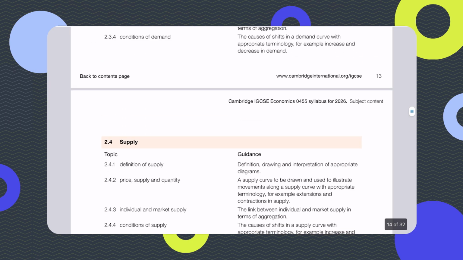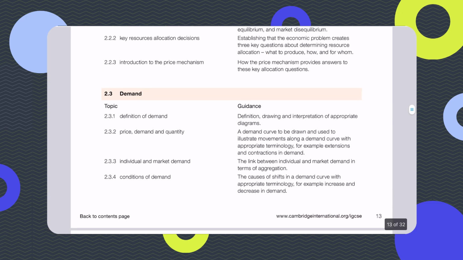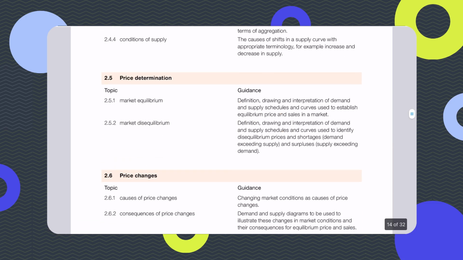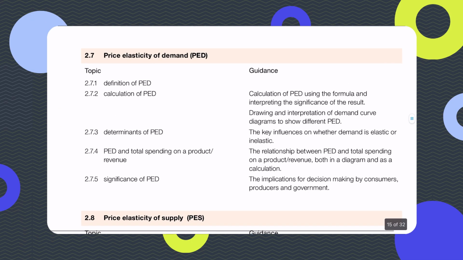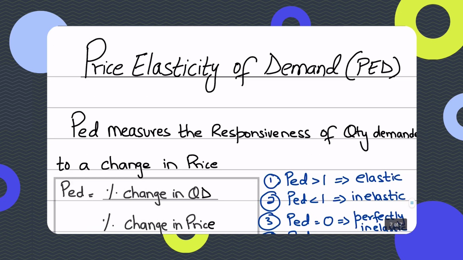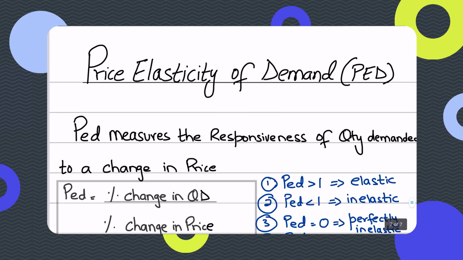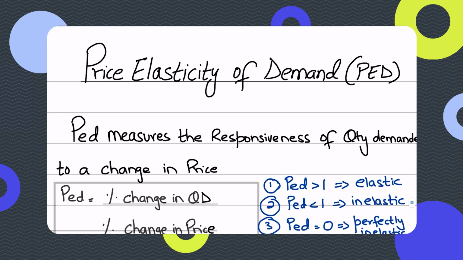Hi guys, welcome back. As far as demand and supply is concerned, we're done with 2.3, we're also done with 2.4, 2.5, and 2.6, and now in this video we're going to be starting on price elasticity of demand (PED), which is a very important topic for IGCSE and O levels, both for MCQs and also for paper 2. Now, guys, first let's see what PED is and what we really mean by elasticity.